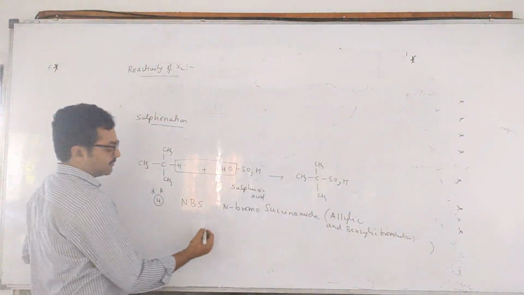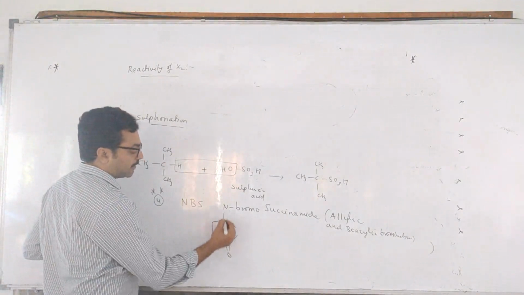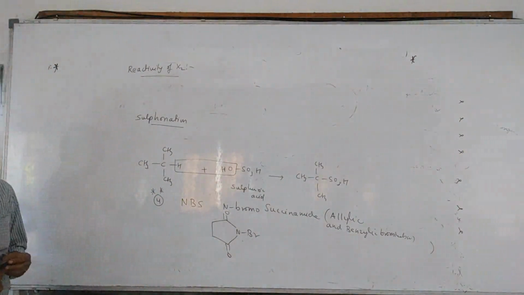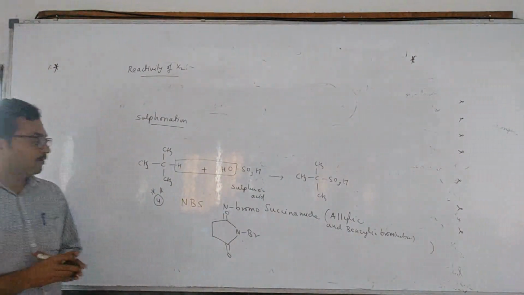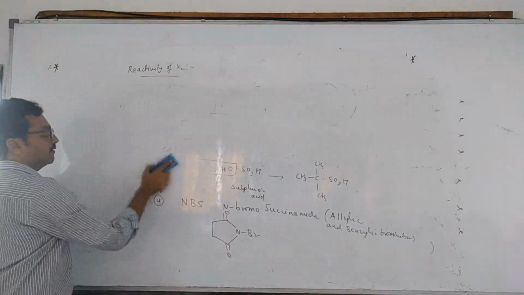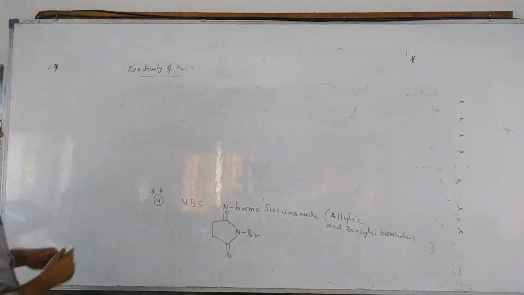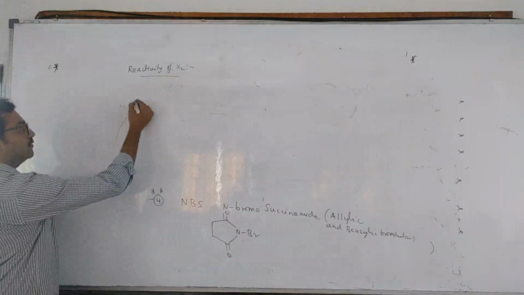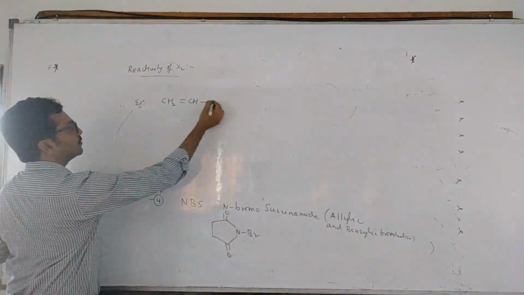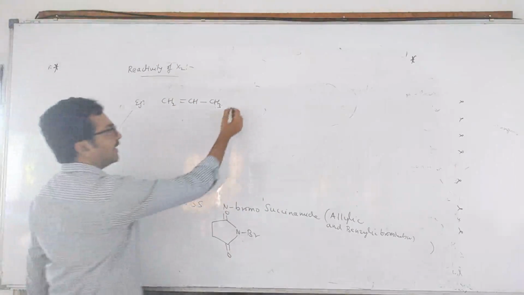So what is NBS? Like this. Its structure will be N-bromosuccinamide. Any doubt? N-bromosuccinamide. So this is for allylic and benzylic bromination. Means suppose the compound is like this. I will give you the examples of this. See, example: CH2 double bond CH2 single bond CH3 is there. Fine, children.